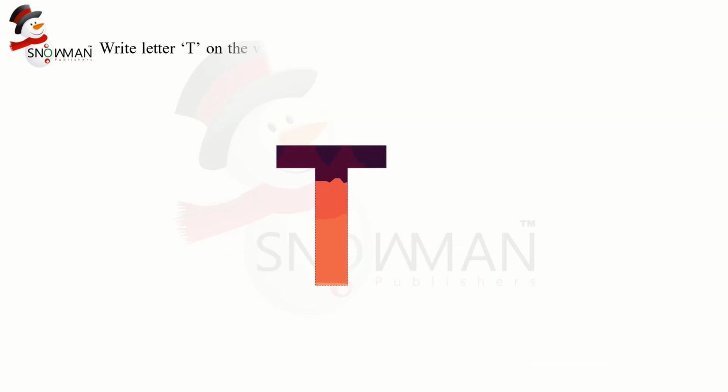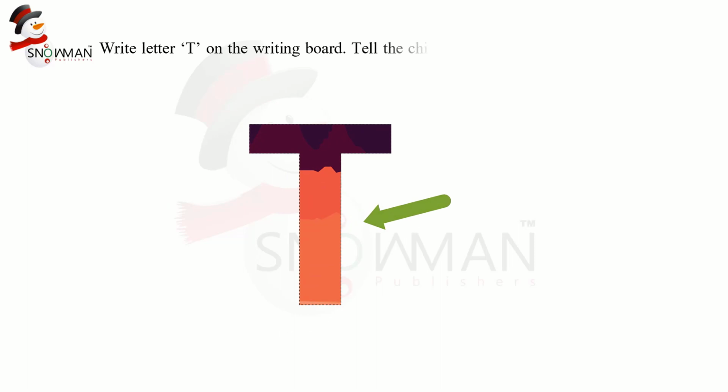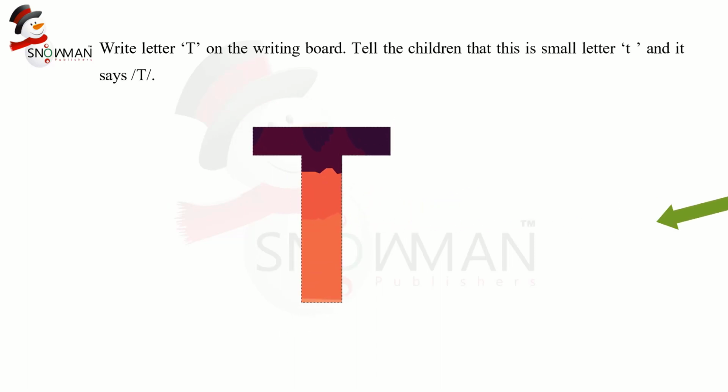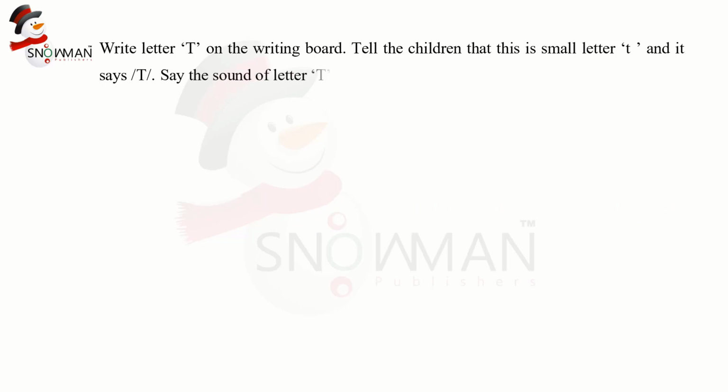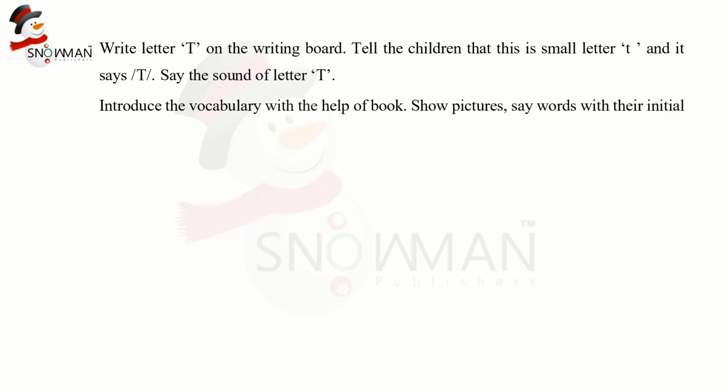Write the letter T on the writing board. Tell the children that this is small letter t and it says T. Say the sound of letter T. Introduce the vocabulary with the help of the book. Show pictures and say words with their initial sound.